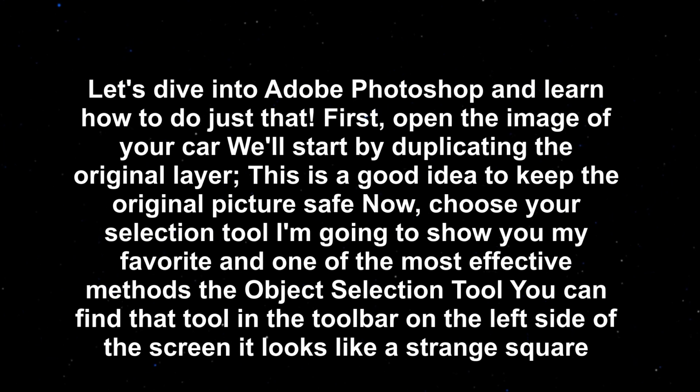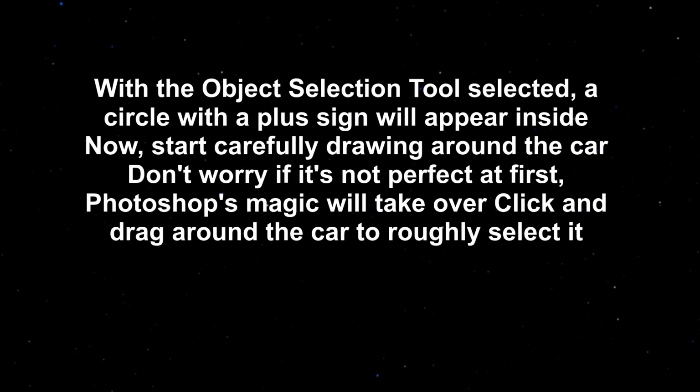Now, choose your selection tool. I'm going to show you my favorite and one of the most effective methods, the object selection tool. You can find that tool in the toolbar on the left side of the screen. It looks like a strange square. With the object selection tool selected, a circle with a plus sign will appear inside.